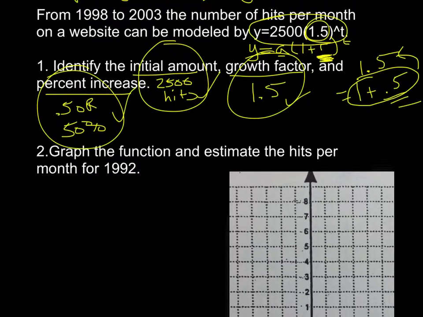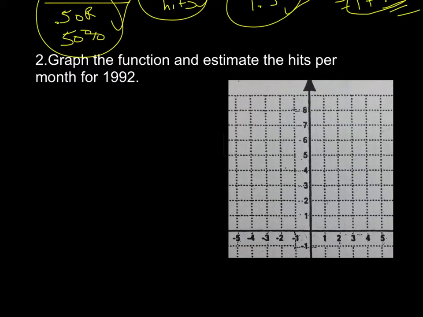So then it says, all right, let's go ahead and graph the function and use it to estimate the number of hits per month for 1992. And by the way, that should be 2002. Now, when we go to graph this, one thing we have to be aware of is that the graph here says 1, 2, 3, 4, 5. We've got to adjust our units. So let's call the first year 98. This one will be 99, 2000, 2001, 2002, 2003. Okay, those are going to be our numbers.